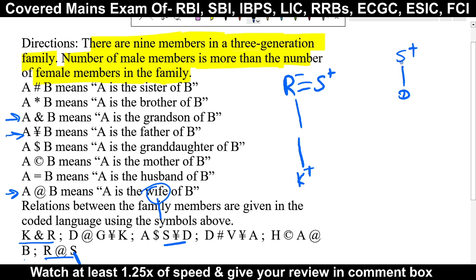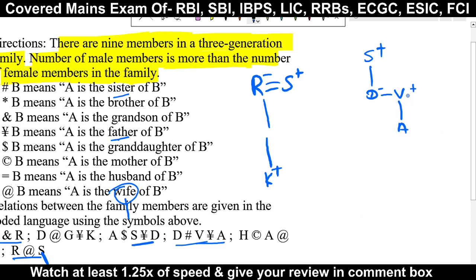Now see the next. We have D. D hash V. What is the meaning of hash? D is sister of V. Done. And V Y A. What is the meaning of Y? V is father of A. And as I note this, obviously there must be a wife of V.